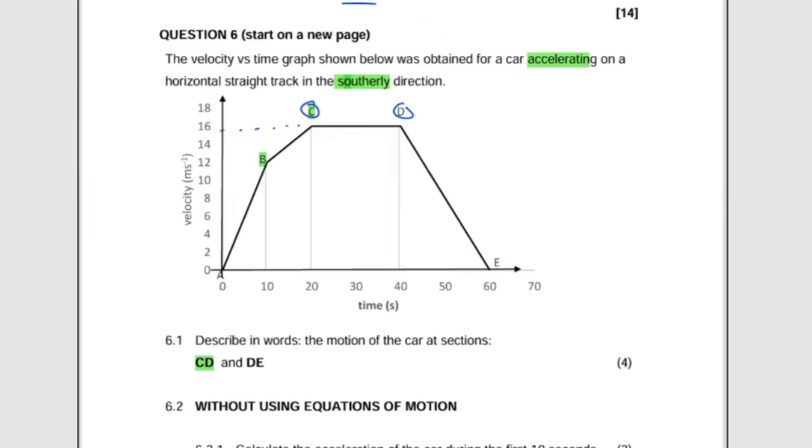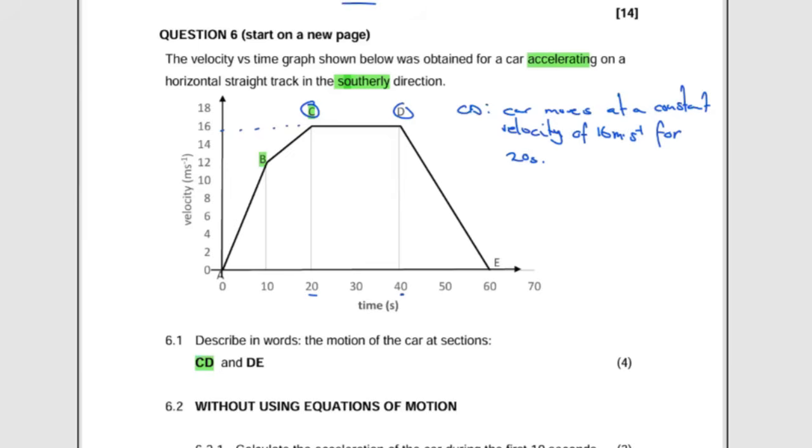So between C and T, the car moves at a constant velocity, then I can add the time for how many seconds. So from 20 to 40 seconds is constant velocity. So I'm going to say the difference there is our constant velocity of 16 meters per second for how many seconds? For 20 seconds, like that.